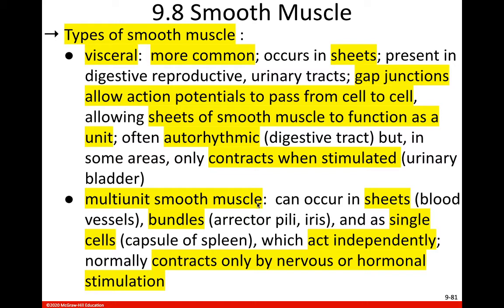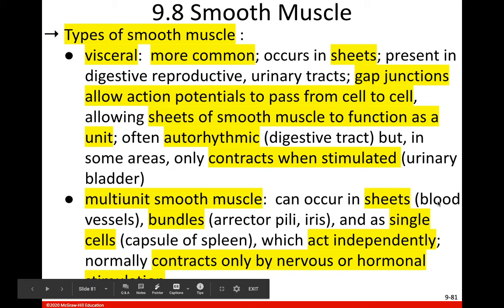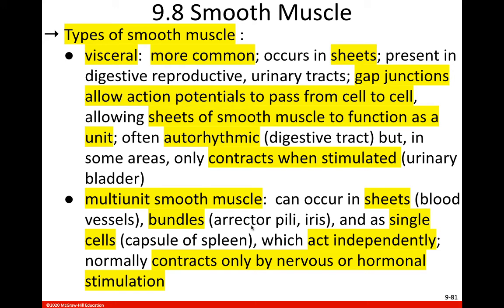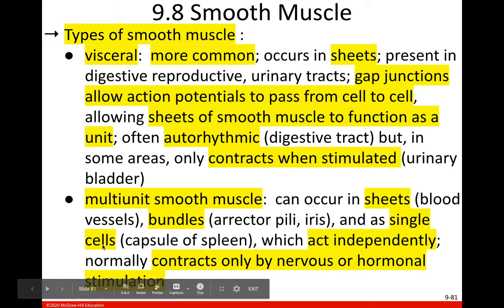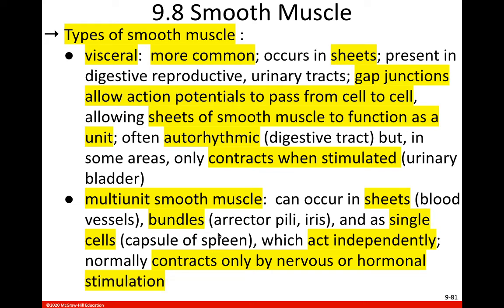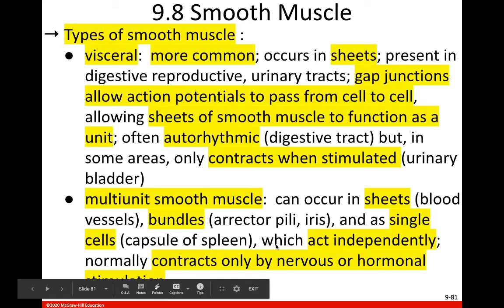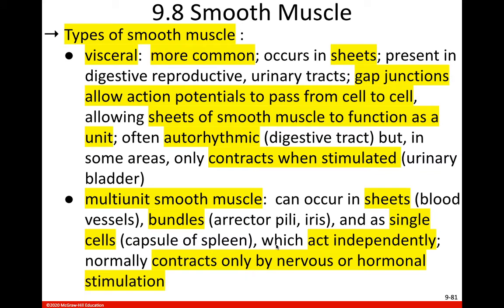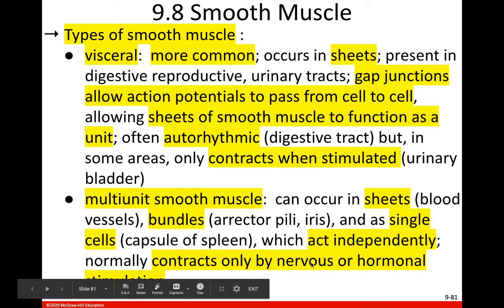And then we have multi-unit smooth muscle, which can occur in sheets, bundles, or a single cell. So sheets, it occurs in sheets in your blood vessels. It occurs in bundles, such as your erector pili muscles in your skin are bundles of smooth muscle. And then it can also occur as single cells that act independently, such as smooth muscle in the capsule that surrounds your spleen. Again, this multi-unit smooth muscle generally only contracts when stimulated, so it is not autorhythmic. It only contracts when stimulated either by nervous mechanisms, that's going to be your neurotransmitters like acetylcholine, delivering action potentials, or by hormones.